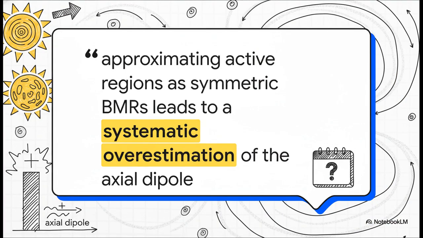Here it is, the money quote from the paper. Using those tidy, symmetric BMRs leads to a, and this is the key phrase, systematic overestimation of the axial dipole strength. Now, why does that matter? Because the axial dipole, the sun's main north-south magnetic field, its strength at the end of one solar cycle is literally the best predictor we have for how strong the next cycle will be. So if we're getting this number wrong, we're in big trouble.